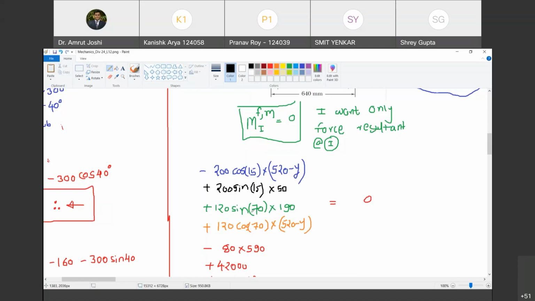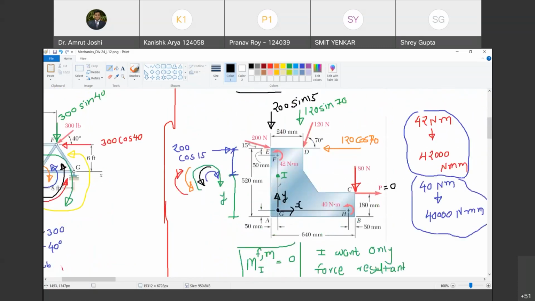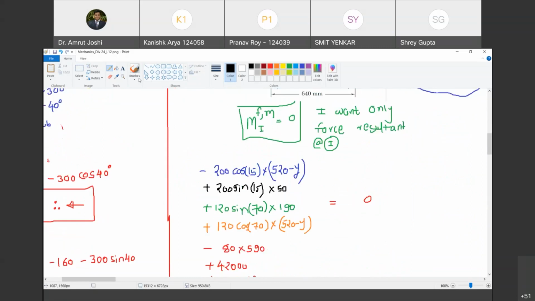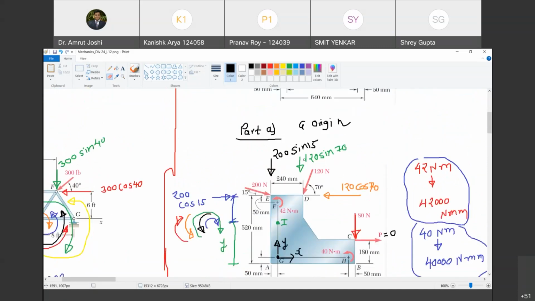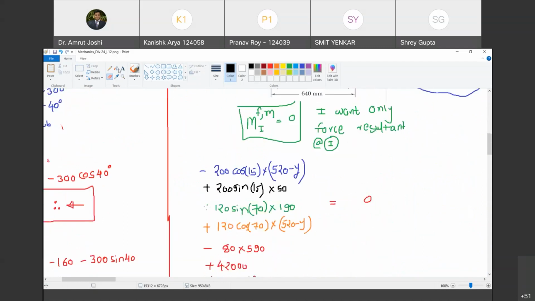120 sine 70 should be negative. Somebody is saying 120 sine 70 should be negative. Yes, it causes a clockwise movement, right? So it should be negative. You are right. Look at 120 sin 70, this force is going to cause clockwise movement about I. I have shown it by a green arrow, but I have not given that a negative sign, so you were right. So this should be negative. Are you with me? Yes, sir. So let me correct that.